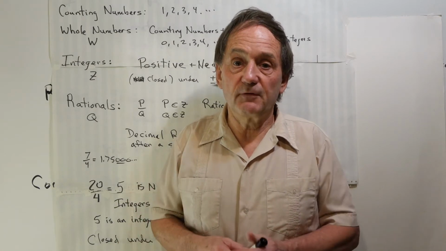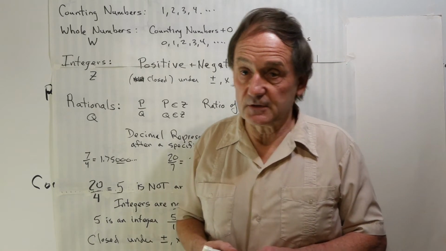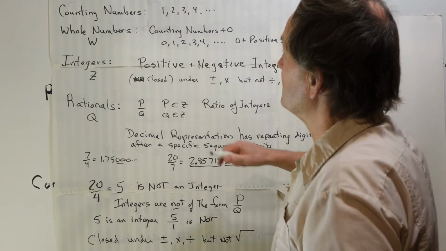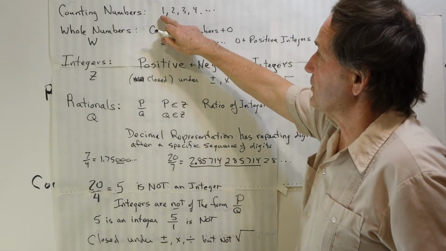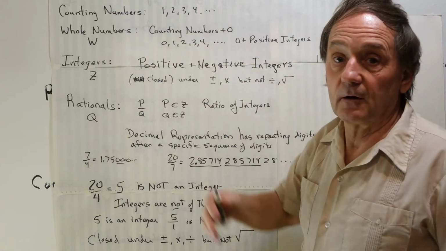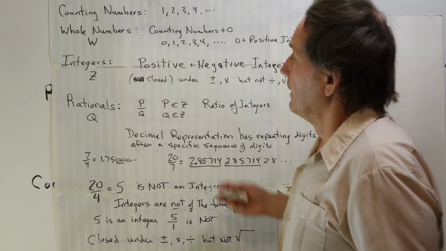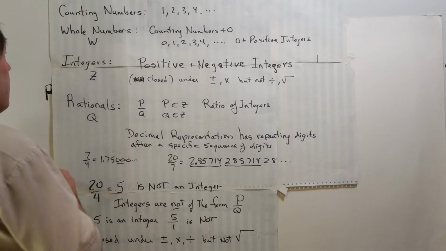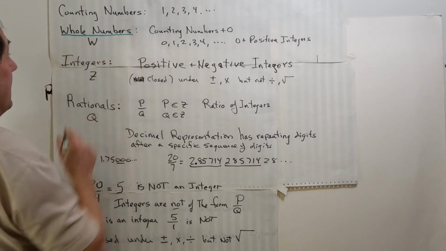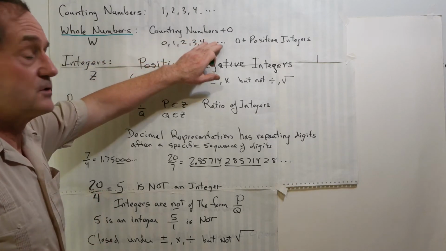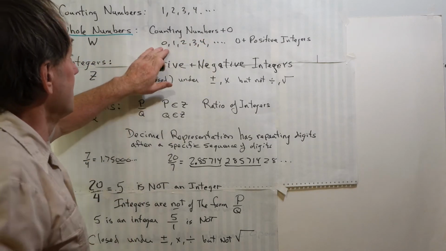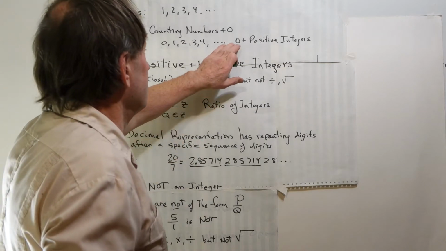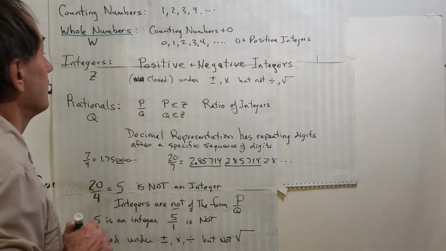So now I'll just briefly discuss the structure of the number system. We first start with what are called the counting numbers. These are the positive integers without zero: 1, 2, 3, 4, what we call the counting numbers. Now, the whole numbers we designate by capital W, and the whole numbers are the counting numbers plus 0. We add 0 to the counting numbers. So we have 0, 1, 2, 3, 4, 5, and so on up into infinity. It's 0 plus the positive integers. We call these the whole numbers.